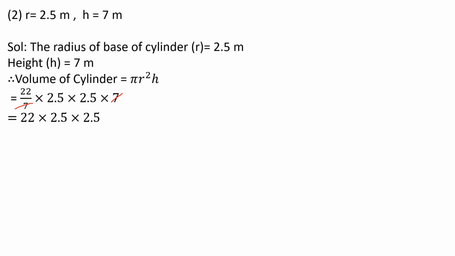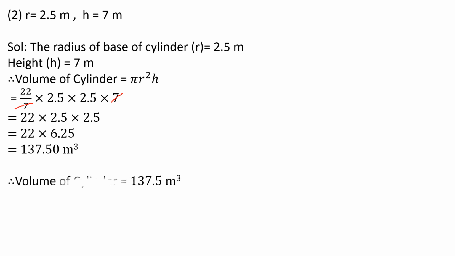So you'll write down the next step: 22 into 6.25. So you'll multiply 22 into 6.25. You'll get the answer, students, 137.50 meter cube. So finally you'll write down: therefore volume of cylinder is equal to 137.5 meter cube. Okay. Now moving to the third one.